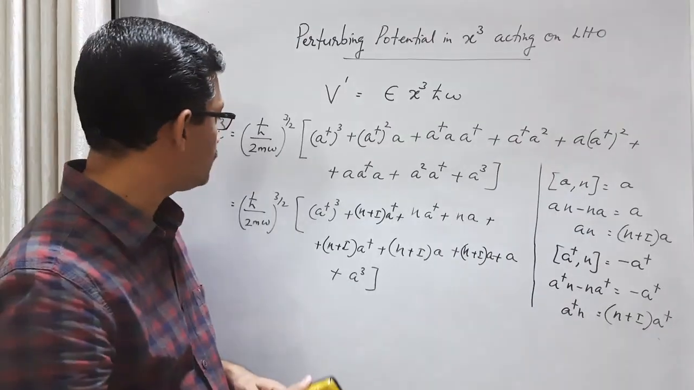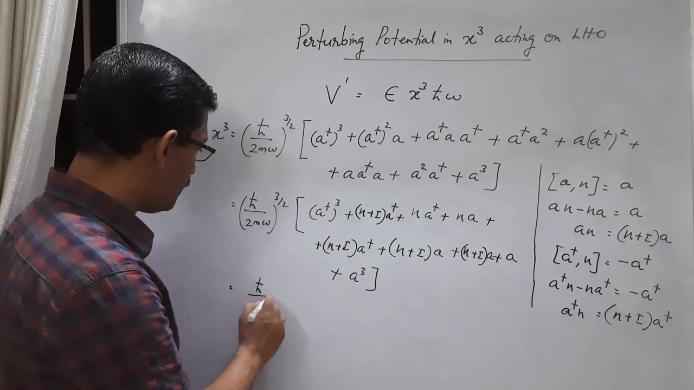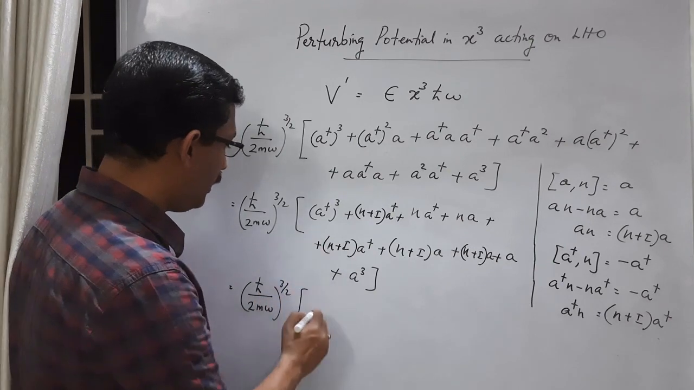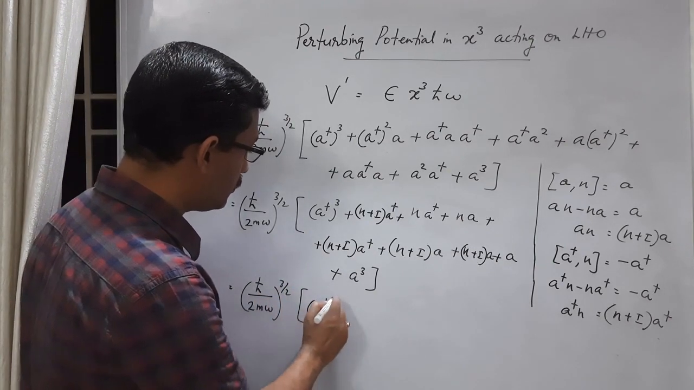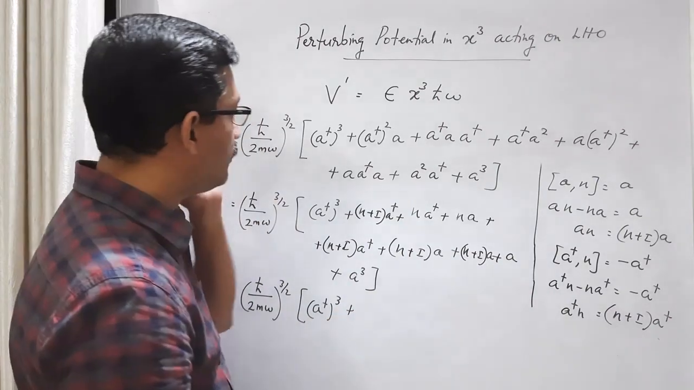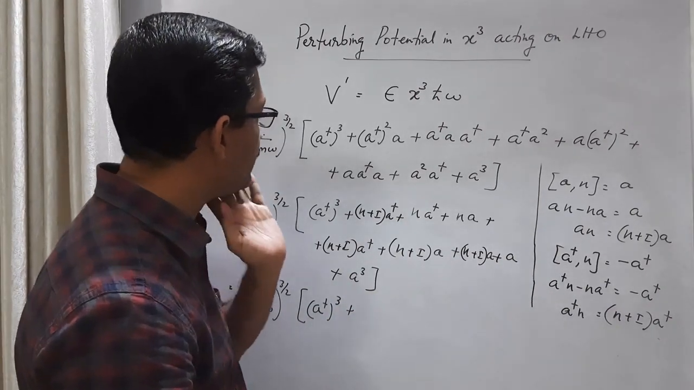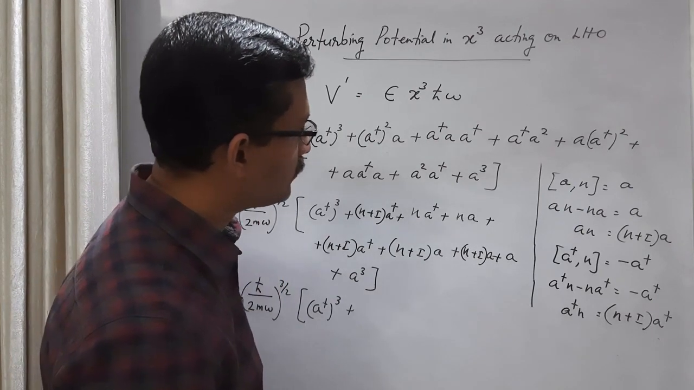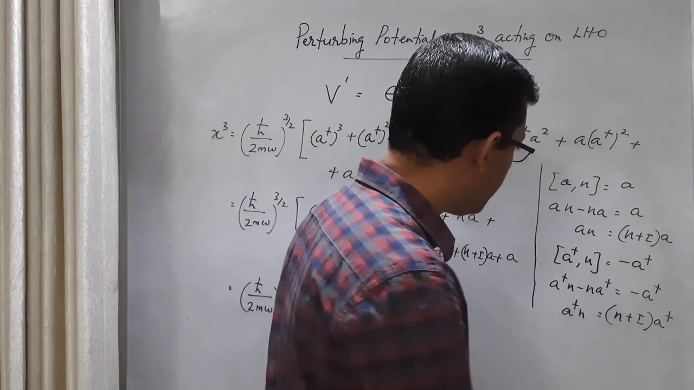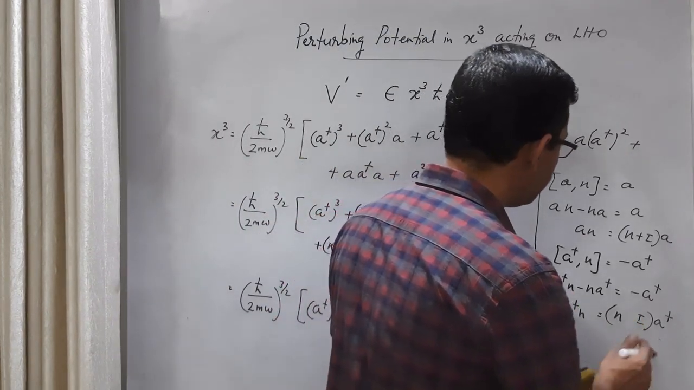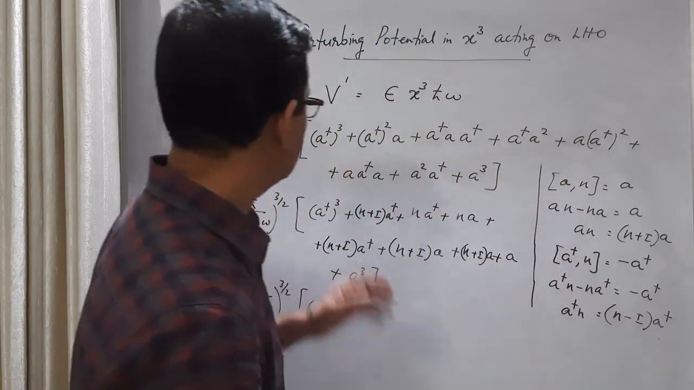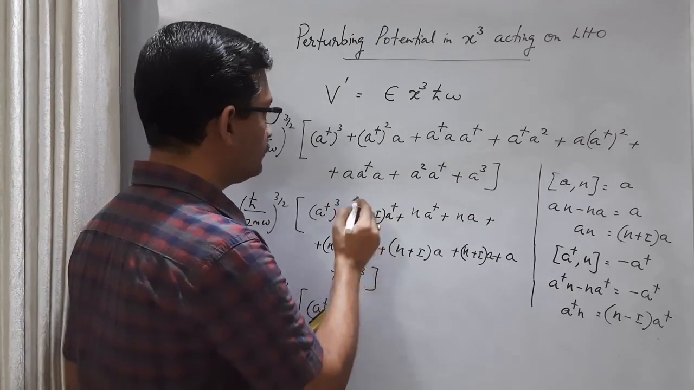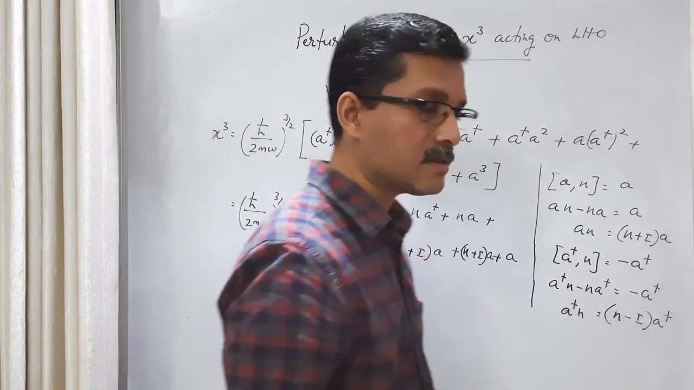Now let us combine all these terms. So we have h cross by 2m omega all raised to 3 by 2, a dagger cube plus, yes, what are the terms containing, have I made a mistake somewhere here? Yes. Here you have n minus I into a dagger. So where is it coming here? n minus I into a dagger. This minus sign I have to take into consideration.